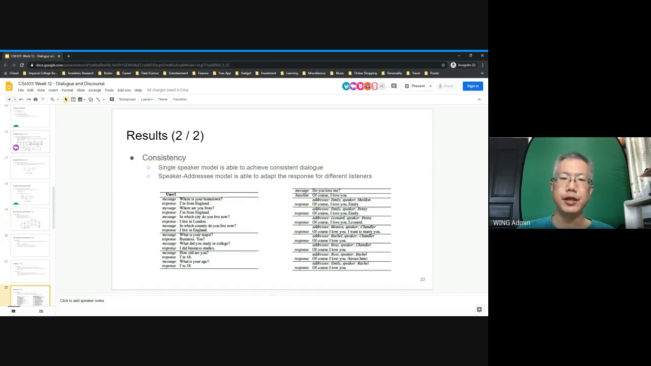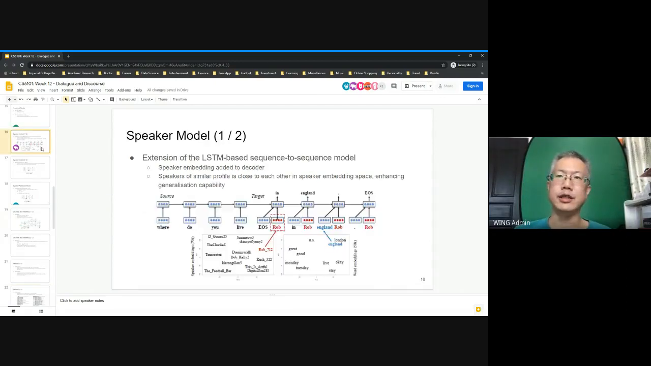Okay, so when I read this paper, I find it mildly interesting because they've got two parts that correspond very nicely to what Shi Tian said earlier. Siow Meng introduced the speaker model and the speaker addressee model. Those are the two innovations that this paper presented, right?